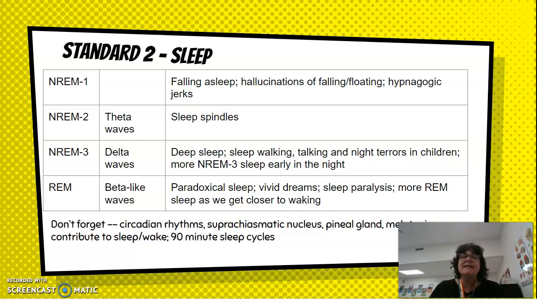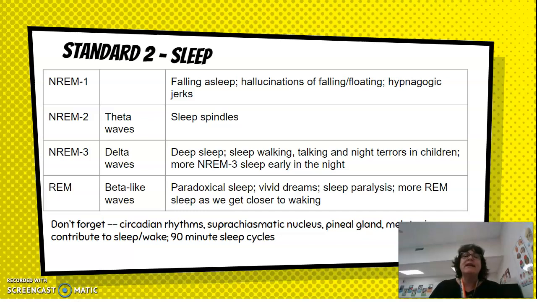Suprachiasmatic nucleus, that is that clump of cells in the hypothalamus that helps regulate your pineal gland. Your pineal gland is the gland in your endocrine system that releases melatonin. Melatonin is a naturally occurring substance in our system that will help us sleep. You can get melatonin that's manufactured, and some people use that to sleep as well, but our body makes its own melatonin.